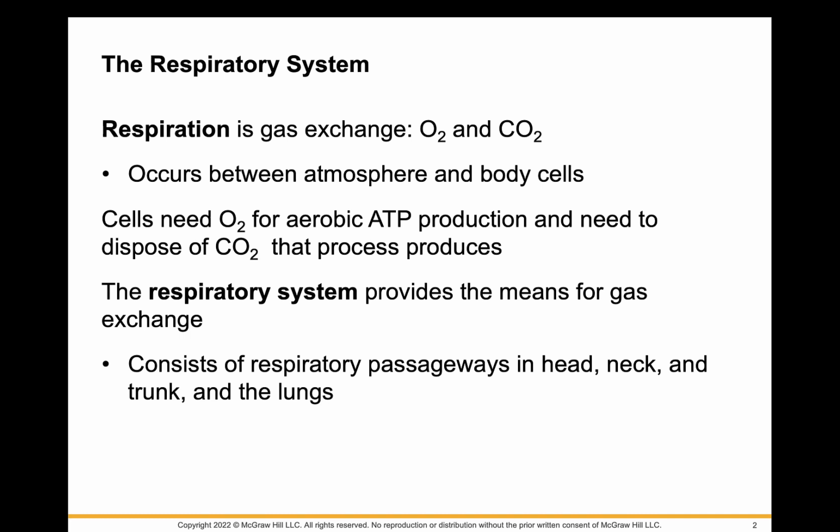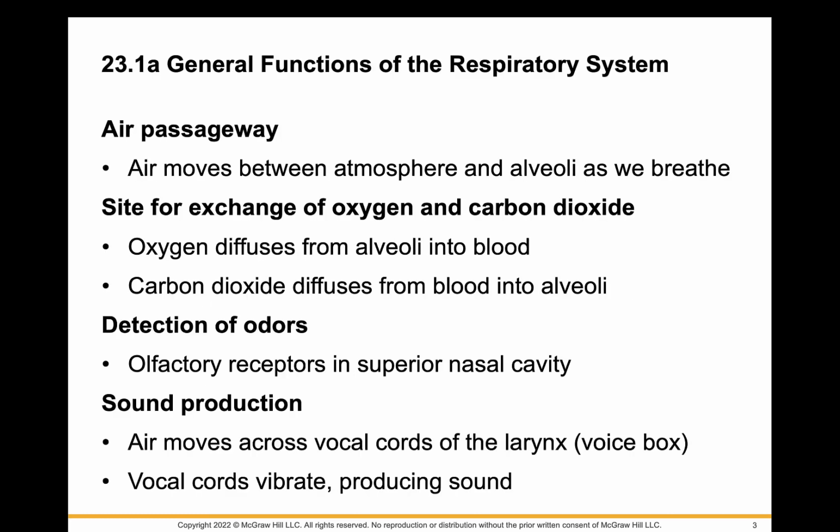So the respiratory system is that system that is responsible for providing the means in which these processes can actually take place. Now, when we look at the primary structures and organs that make up the respiratory system, they're going to be the passageways in the head, neck, trunk, and the lungs. Now, if we look at a passageway, all it's really doing is moving air between the atmosphere and the alveoli. And we need to remember here, this really isn't going to be exchanged. Now, the exchange of oxygen and carbon dioxide, we're going to actually see it happen within the alveoli, and oxygen will diffuse from the alveoli into the blood, whereas carbon dioxide is going to be moving in the opposite direction from blood into the alveoli.